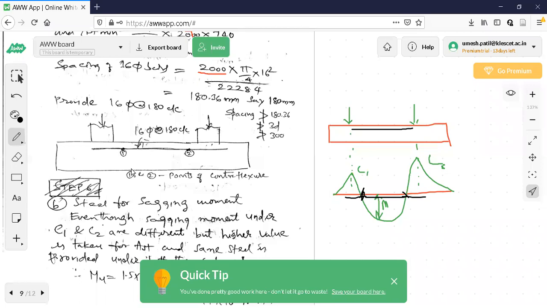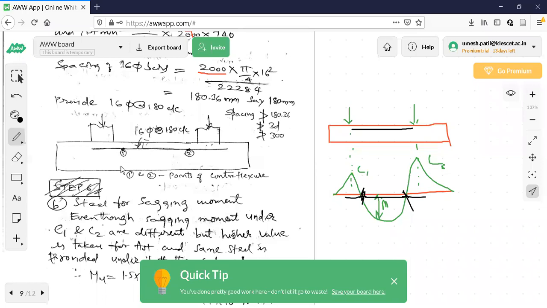The examiner should know that you have extended the reinforcement beyond the points of contraflexure. That is why you can draw this simple diagram and say that this is the first point of contraflexure, this is the second, and the reinforcement is extended beyond these 2 points. You should convince the examiner about this. That is why this simple diagram tells everything. This diagram tells the whole story here.